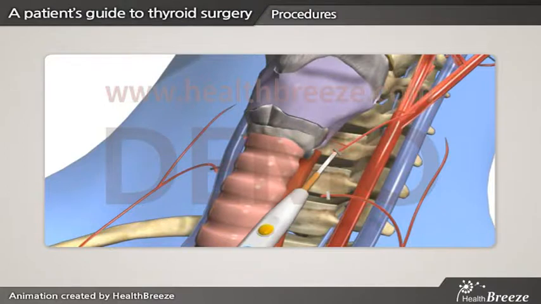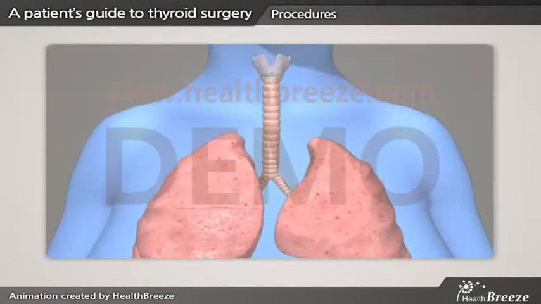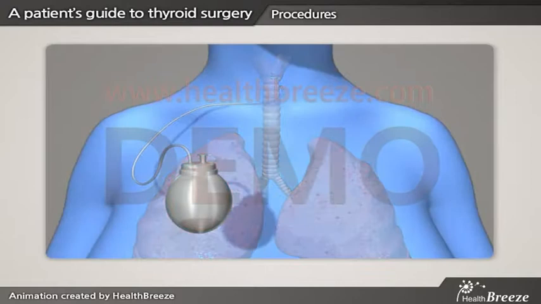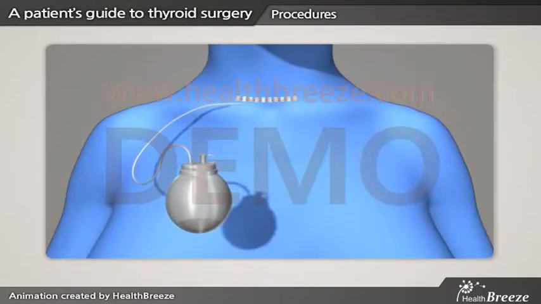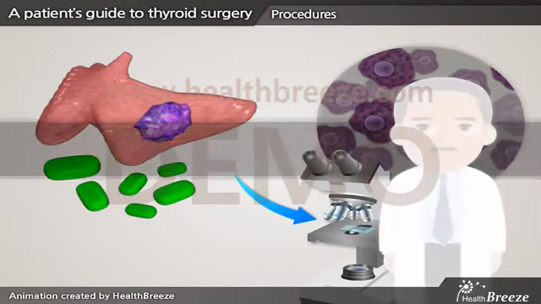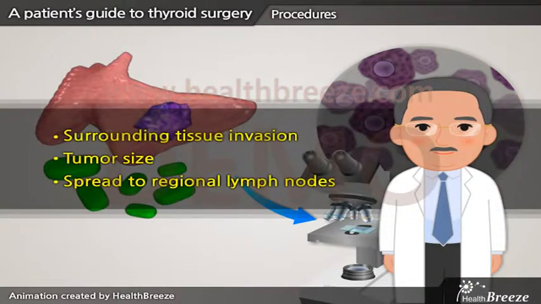Once the thyroid gland has been removed, all blood vessels are carefully coagulated. Then the wound is closed with a temporary drain in place to monitor and minimize fluid accumulation underneath the skin. The resected specimens are sent to the pathology department to be examined for various factors including surrounding tissue invasion, tumor size, and spread to regional lymph nodes.